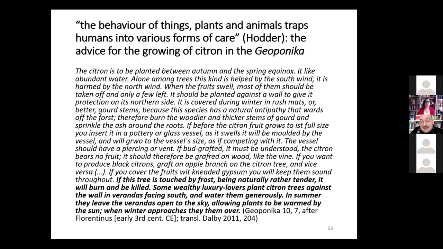However, as again, what we also find is that this plant was not only transported by itself, but also all the entanglements. The practices necessary to grow this plant were transported with it, also to the Mediterranean. We have a description from the Geoponica, a collection of the 10th century, but very much including material from earlier centuries. And this passage comes from Florentinus, so from the 3rd century, that these were very delicate plants. Even within the climate of the Mediterranean, it was rather complex to grow them.